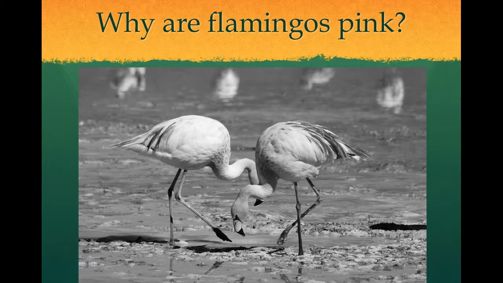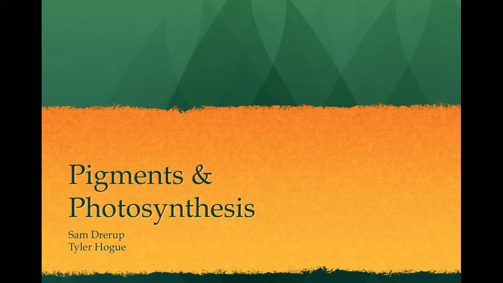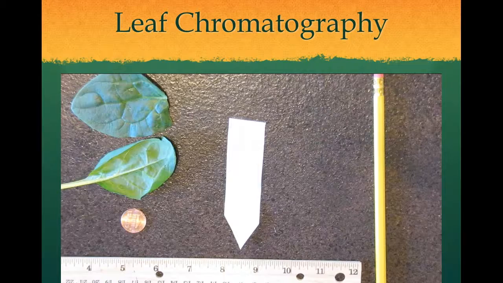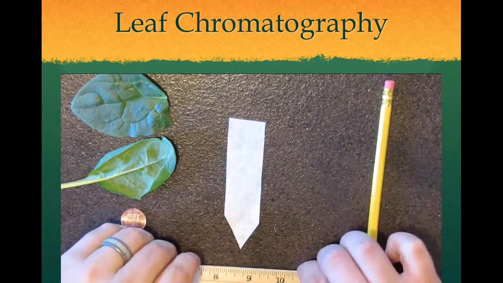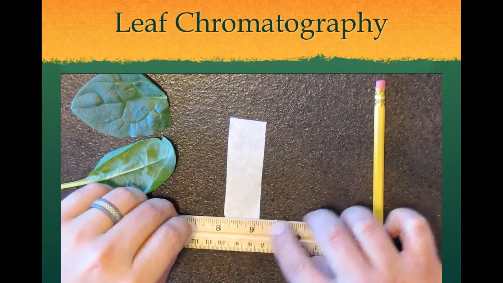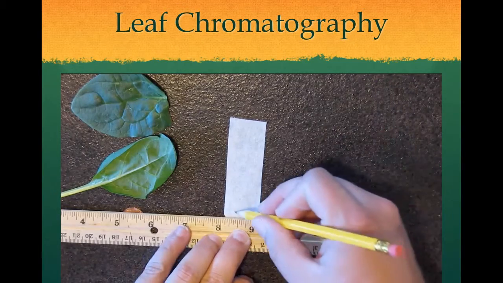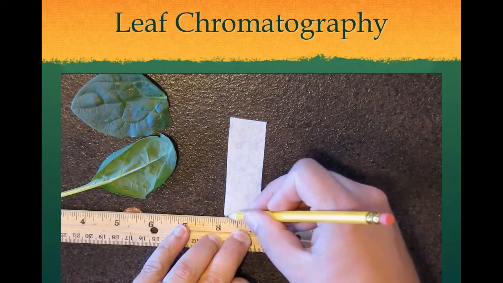Flamingos are actually gray. The pink color comes from the carotenoids, a type of pigment found in plants, that the flamingos consume. And we'll be learning about pigments and photosynthesis. First, we'll set up a short experiment looking at the different pigments that are found in a spinach leaf, using leaf chromatography. First, draw a line on your filter paper with the pencil.